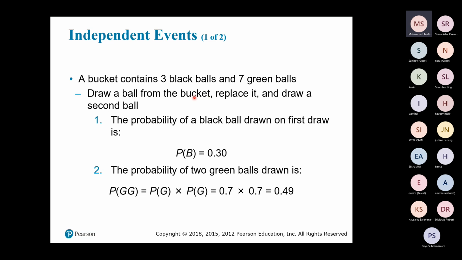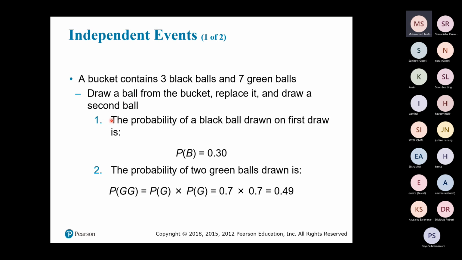After that, you draw a ball from the bucket. You pick a ball from the bucket randomly, and then you see the result, and then you put the ball back. Then you pull out another ball, and you check the result.